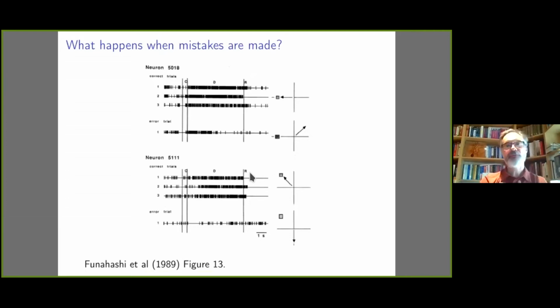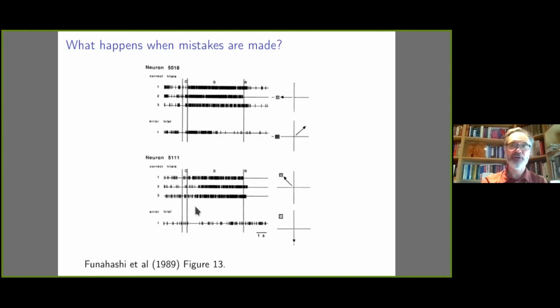What happens when the monkey makes a mistake? You have an illustration here where the preferred direction of this neuron is left. And in this trial, the activity disappears spontaneously. And then when the signal comes, the monkey makes a saccade to the upper right corner. So it makes a mistake.